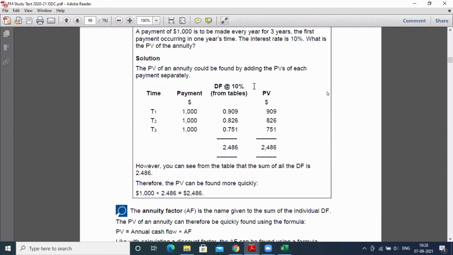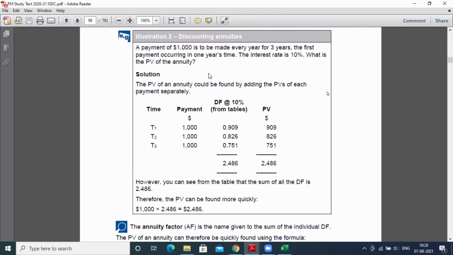Now just see this one. A payment of $1,000 is to be made every year for 3 years, with the first payment occurring in 1 year's time. The interest rate is 10%. What is the present value of the annuity? Directly by referring to the annuity table, we can do this.